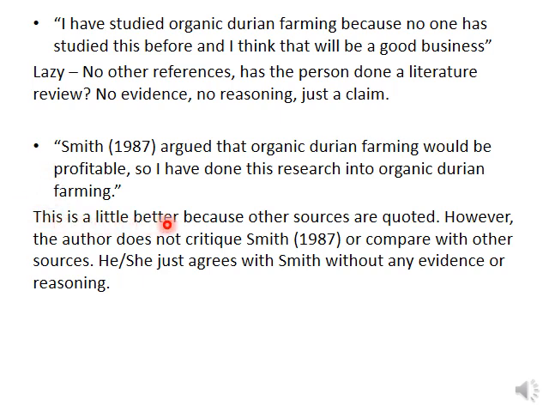In this second example, this is a little better because other sources are quoted, yeah? Smith, one other source actually. But the author does not critique Smith or compare with other sources. He or she just agrees with Smith without any evidence or reasoning. Again, this is why it's so weak. There is no evidence and no reasoning.